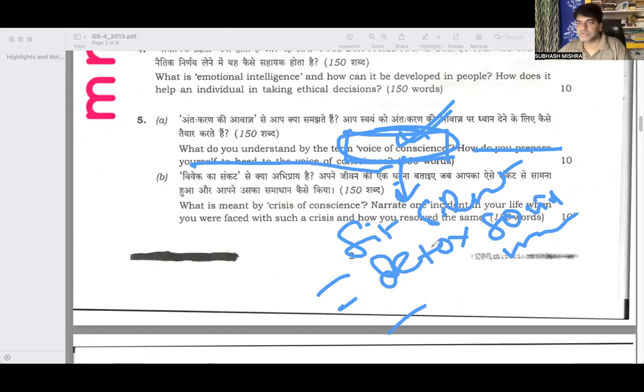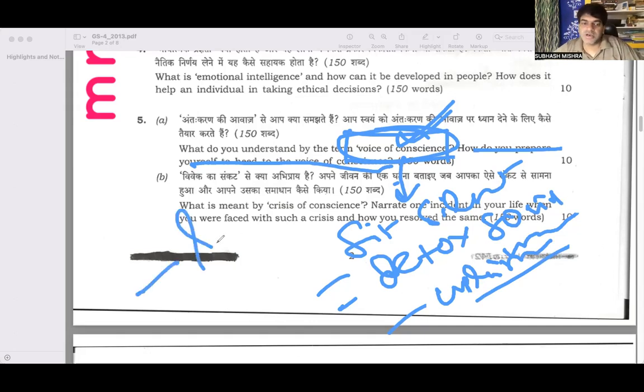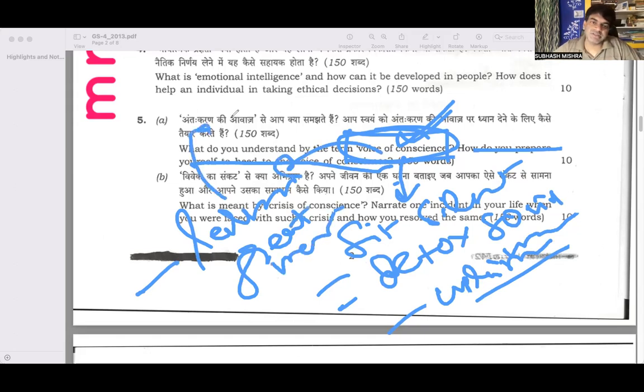Then you see your upbringing and where you come from, because most of the persons who are civil servants are coming from humble backgrounds only. So you remember your roots. Then you remember the learnings of great men. That is also one voice of conscience, great men. You can talk about Gandhiji.